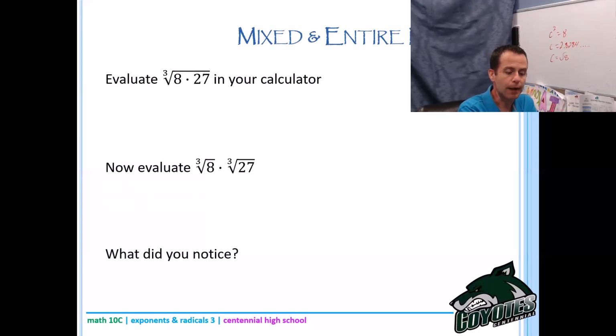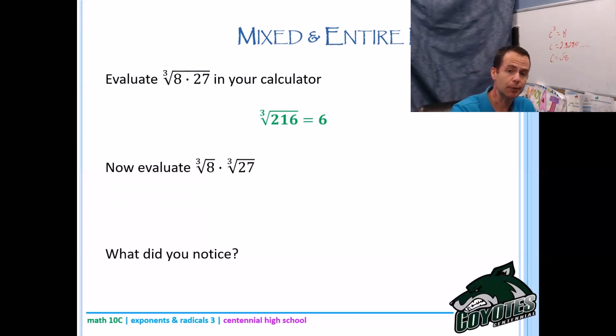Now, a reminder for cube root. If you are a Casio kid, you'll find that on shift open bracket. If you're a TI kid, it's math option 4, I think. So go ahead and do that. 8 times 27 is 216, and the cube root of 216 is 6.